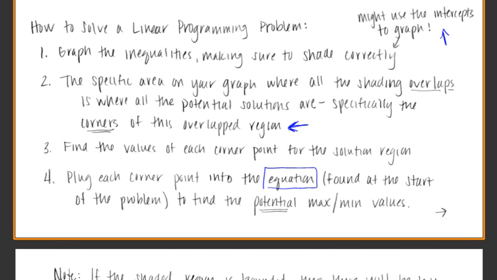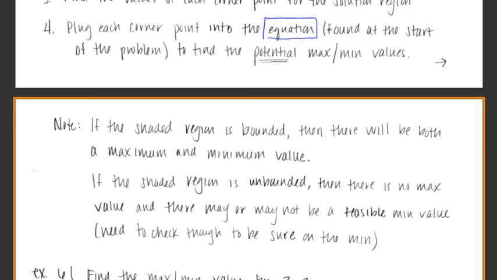And I have a little special note: in your shaded region, if it's bounded, then there's for sure a max and a min value. However, if it's not bounded, so if that shade can go on forever and eternity, then obviously we won't have a maximum value. Okay, let's start out small.